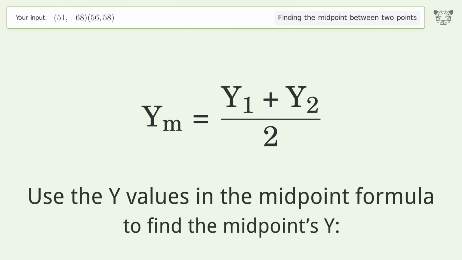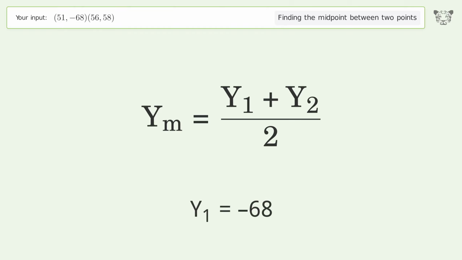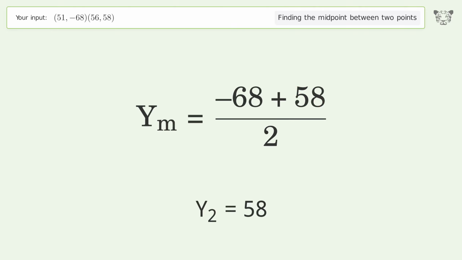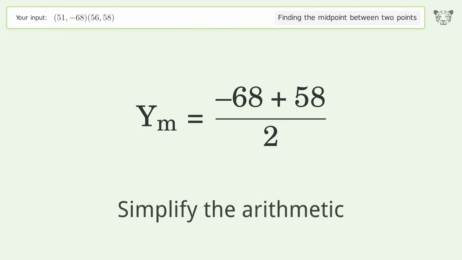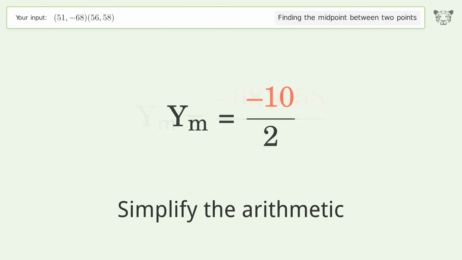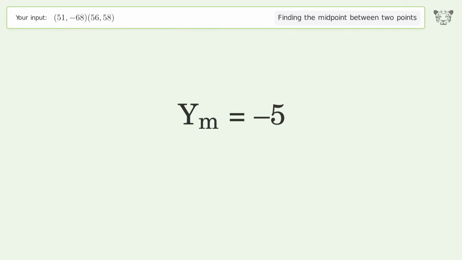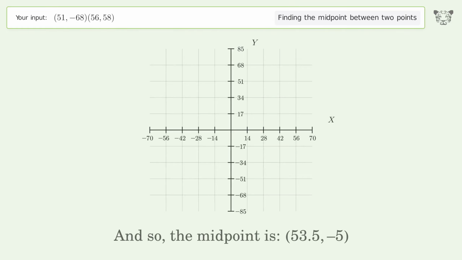Use the y values in the midpoint formula to find the midpoint's y. y1 equals -68. y2 equals 58. Simplify the arithmetic. And so, the midpoint is 53.5, -5.